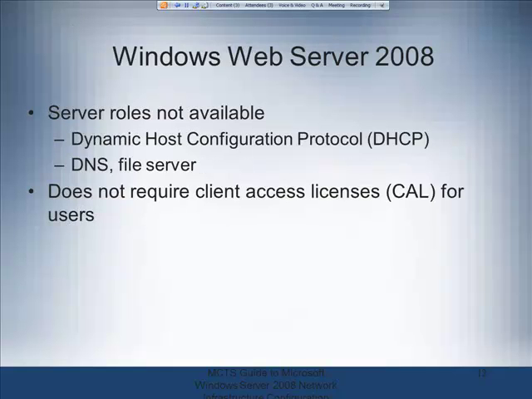The web server, kind of a basic server, has some server roles not available. DHCP, DNS, file server doesn't require client access licenses. Licensing in Microsoft is kind of a strange world. You have to have a license to install the server. That's the server license. Then you have to have client access licenses to connect to the server. You can add CALs and you can install these things in a per user or per seat mode, is what they call it.